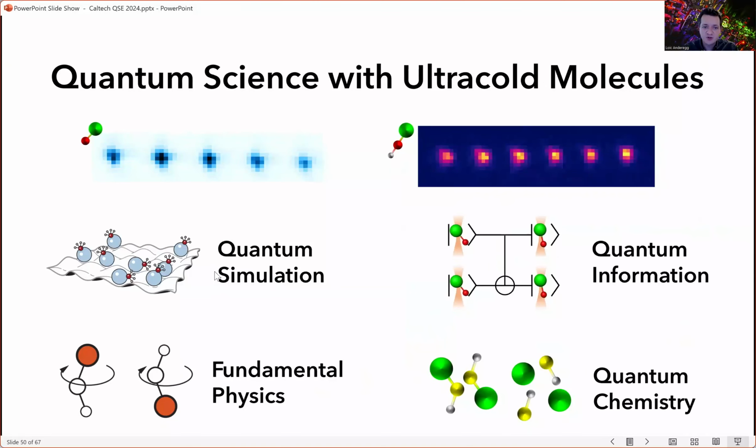With that, I'd like to conclude by saying that hopefully I've convinced you that molecules, both diatomic and polyatomic, have a wide range of applications for quantum simulation, quantum information, as well as fundamental physics and quantum chemistry.